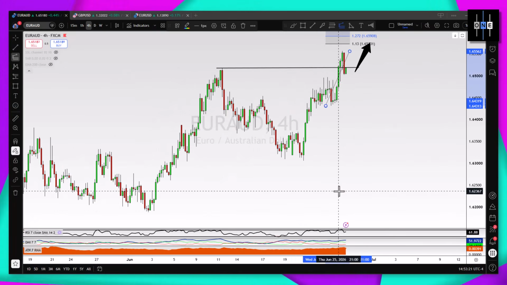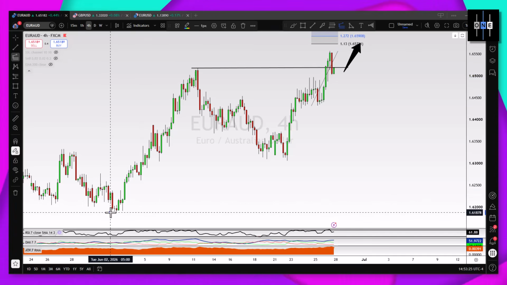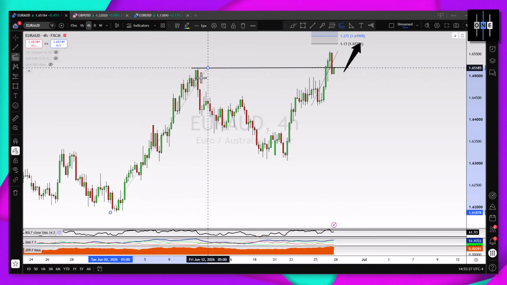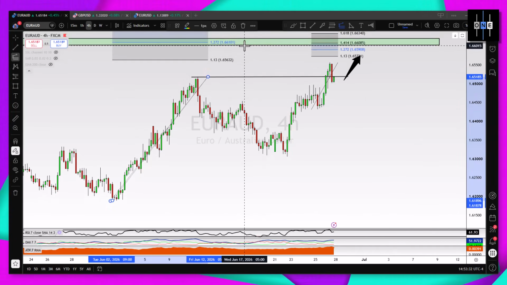We can also take a look at this from a bigger perspective. Let's take a Fibonacci extension from our swing low here to our swing high here and back down and see if there's anything up there. Oh, look at that, a 127 right in that zone as well.